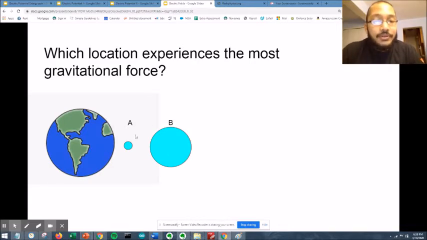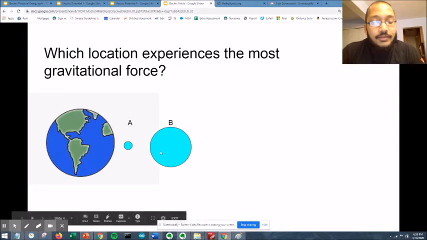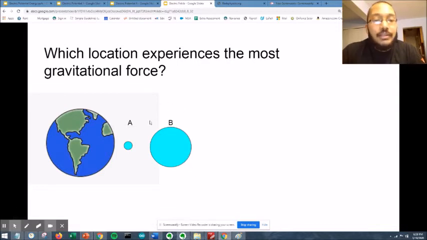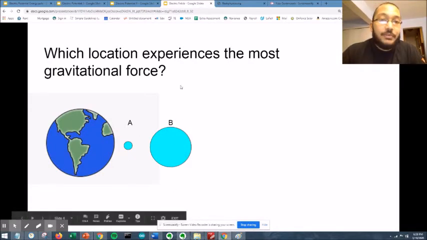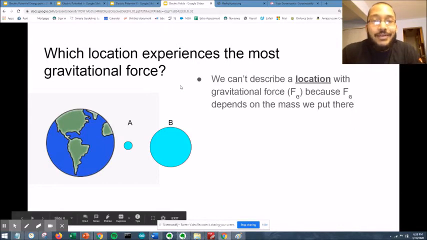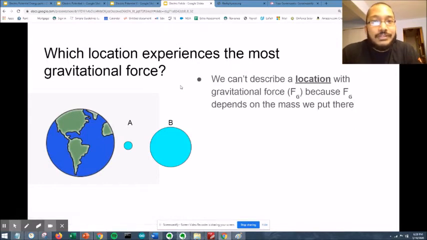I can't say for this location what gravitational force a mass will experience here, because it depends on the mass, whether it's a big one or a small one. So what do? Let's divide out the gravitational force. Let's divide it by the mass and look at the gravitational force per unit mass.